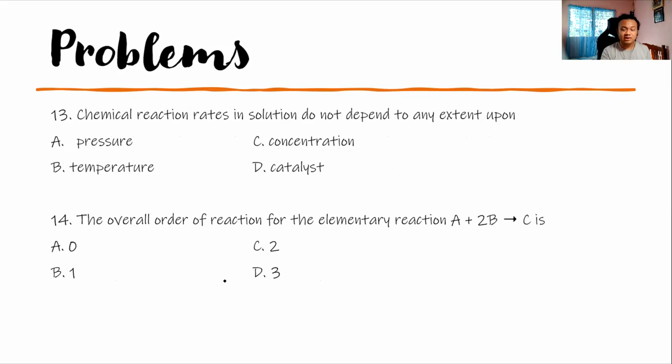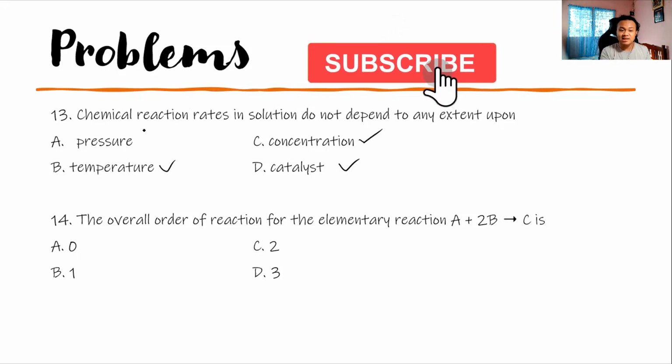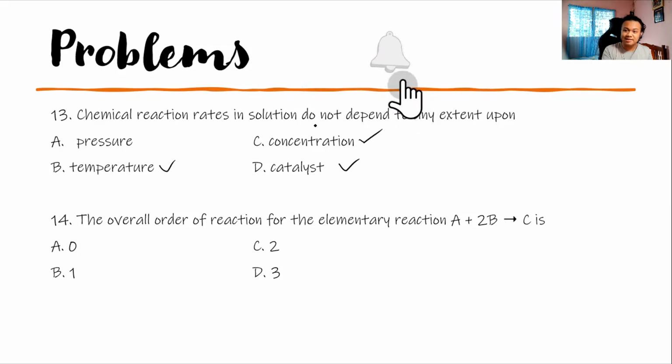Okay, so let's move on to number 13. Chemical reaction rates in solution do not depend to any extent upon... As you can see, chemical reaction rates. We have established that it really depends on temperature, so check. It depends on concentration, yes. And the catalyst really greatly affects the rate, because it affects how fast or how slow it is going. So it is checked. The only thing that the reaction rate does not depend on is pressure.